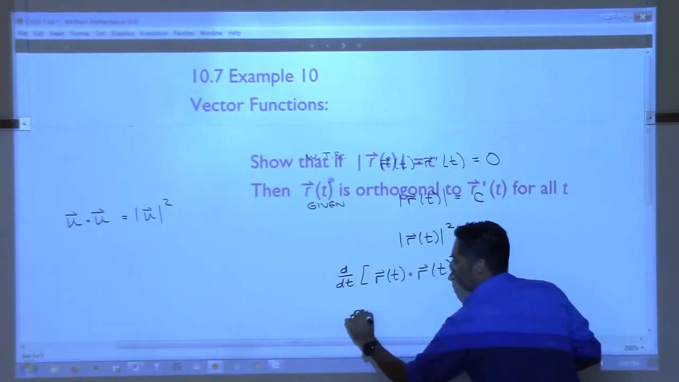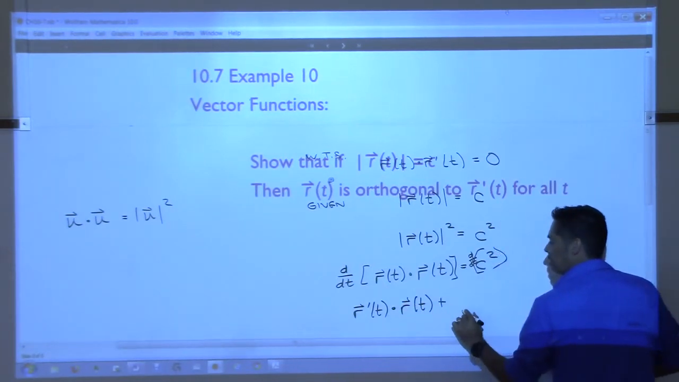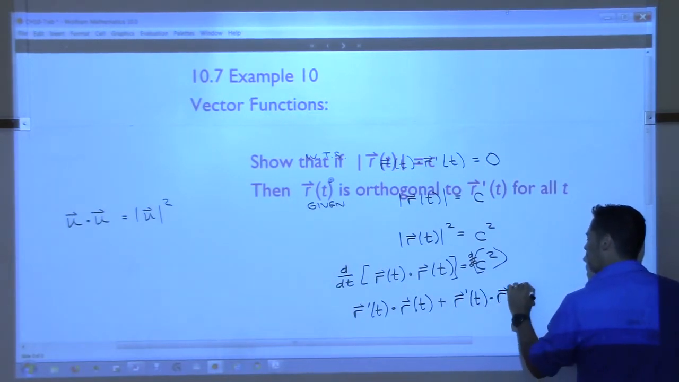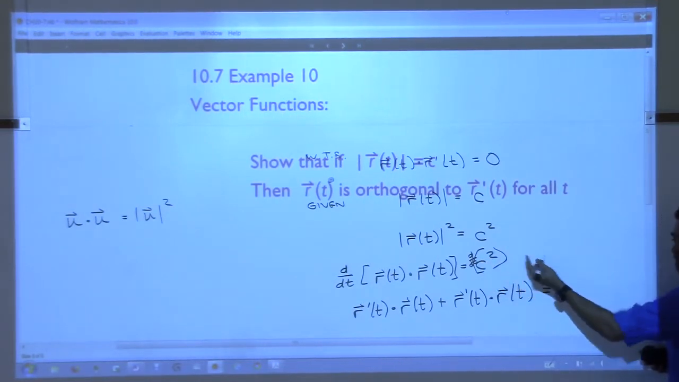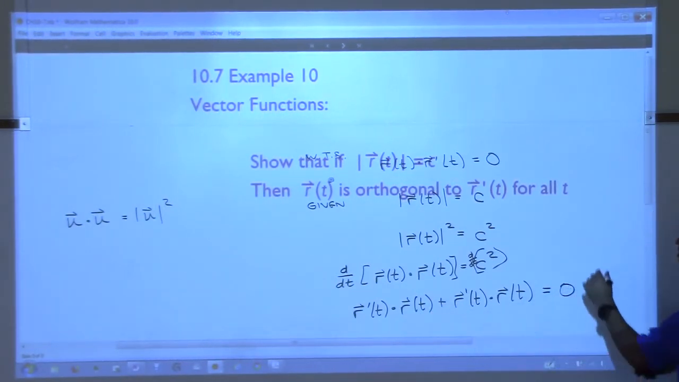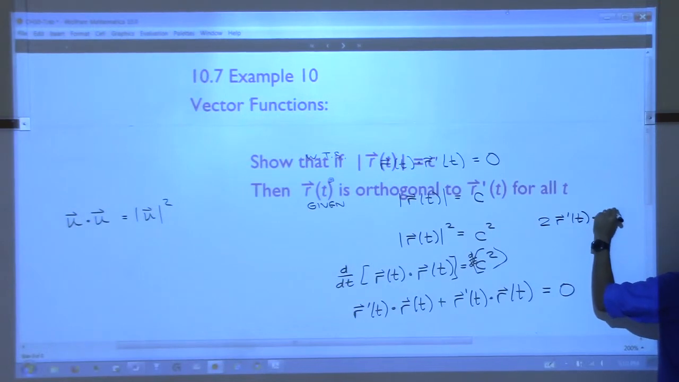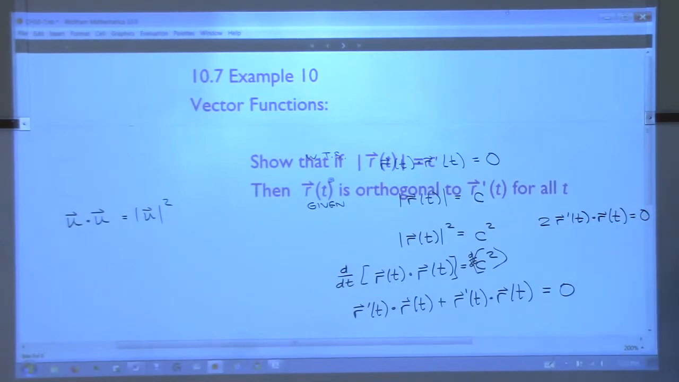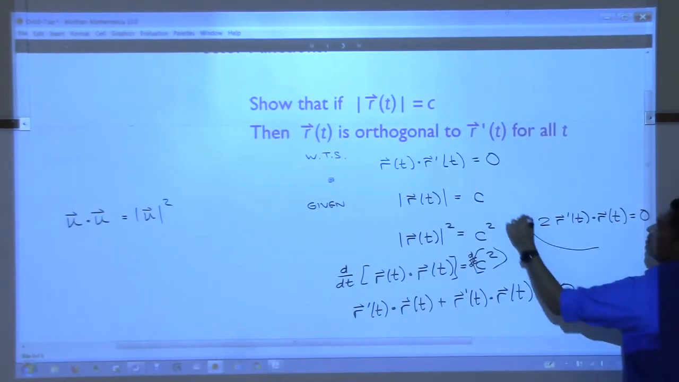This will be r prime of t dotted with r of t, plus the same thing, r prime of t dotted with r of t, which must equal, and here's the critical part, the derivative of a constant squared, which is going to be 0. Now this is actually the same expression twice. So 2 of these r prime of t's dotted with r of t equals 0. Divide both sides by 2, and you have what you wanted to show. So the next step would take you to here.